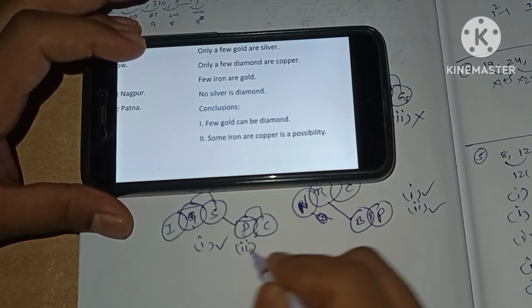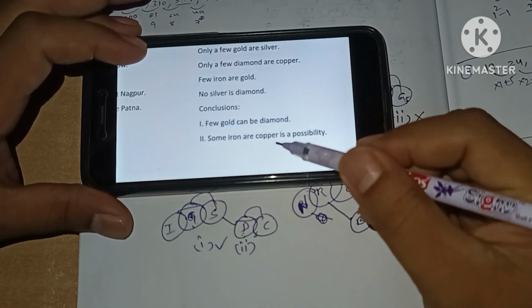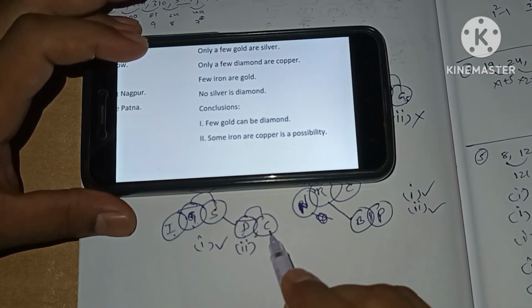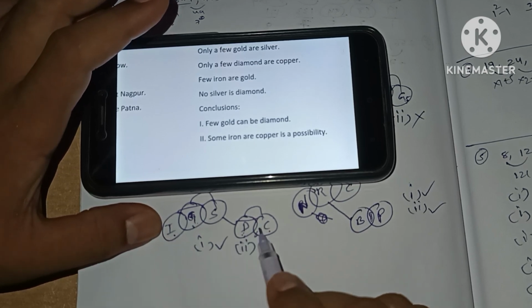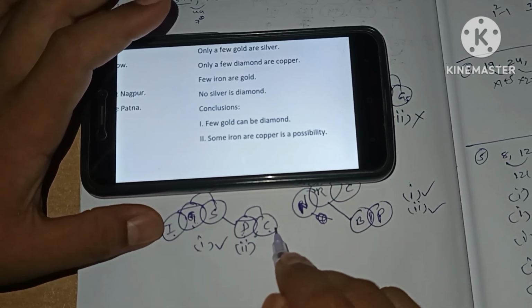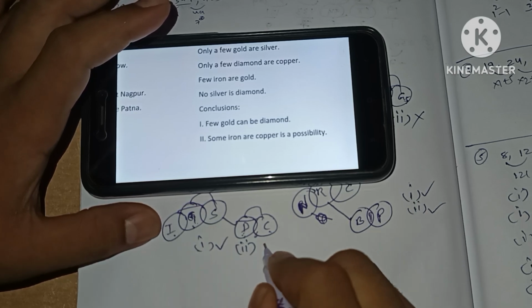Let's see the second conclusion. Some iron is copper is a possibility. Here is iron and here it is copper. We can share some part, a possibility, so we can draw a possible diagram between I and C with some sharing. So it is true.